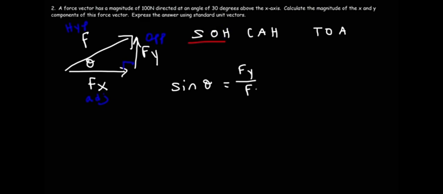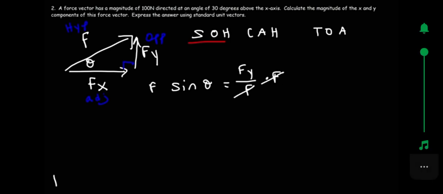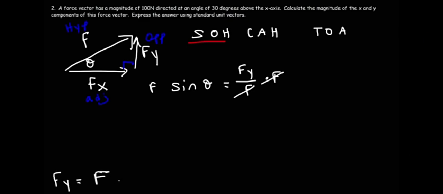Now, if you were to rearrange this equation, if you were to multiply both sides by F, you'll get that the y component of the force vector is the magnitude of F times sine of the angle theta with respect to the x-axis. So that's the first equation that you need to be aware of.